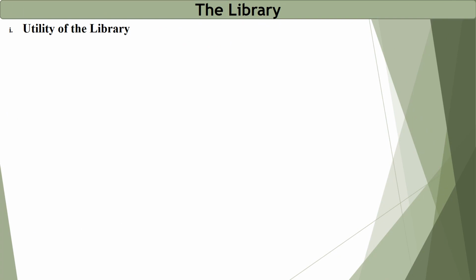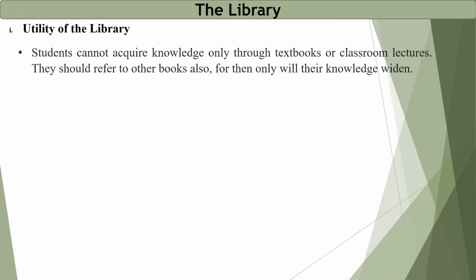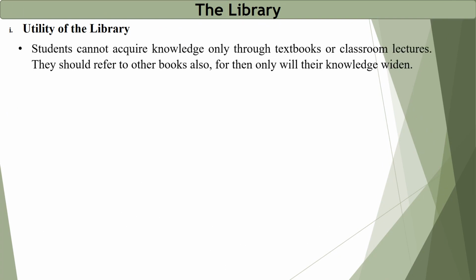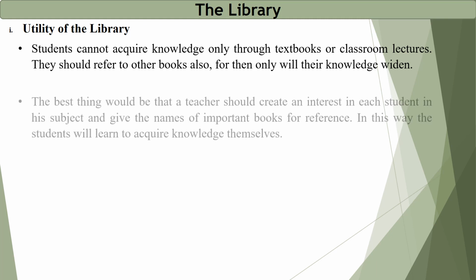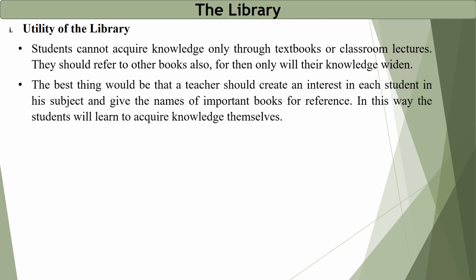Now, what is the utility of library? Students cannot acquire knowledge only through textbooks or classroom lectures, so they should refer to other books also, for only then will their knowledge widen. The best thing would be that a teacher should create an interest in each student in his project and in his subject and give the names of the important books for reference. In this way, the students will learn to acquire knowledge themselves.